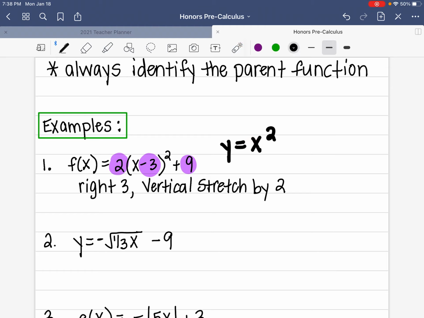So if I start in the inside, okay, so the inside of my function is x minus 3. So minus 3 means to the right 3. So then I'm going to go to the front. So then I'm multiplying by 2 in the front. That's going to be a vertical stretch by 2. I know it's a stretch because it's greater than 1. And then finally, we go to the back of the function. So plus 9, that's outside of the function. So that's going to be up 9 units.